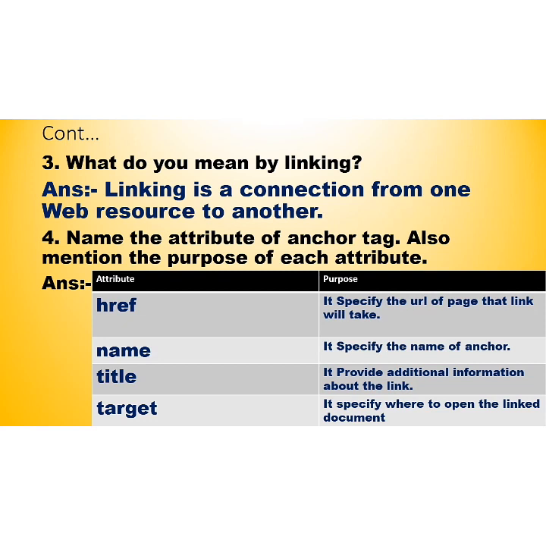First one is href. It specifies the URL of the page that the link will take, where the link will go. So that has been specified by href. Name, it specifies the name of the anchor. Title, it provides additional information about the link. Target, it specifies where to open the linked document. Clear? My dear students, you have to write the answer in a tabular format only, the way I have done. Fine?